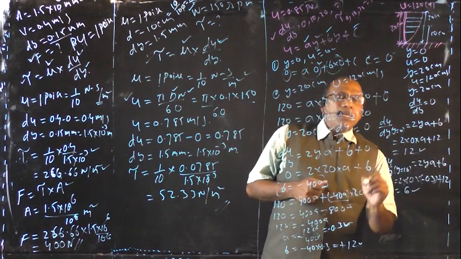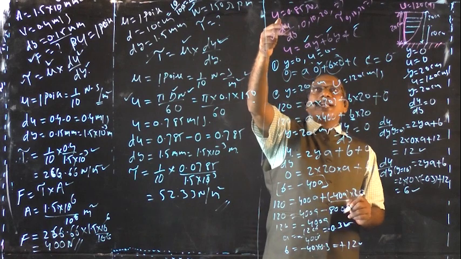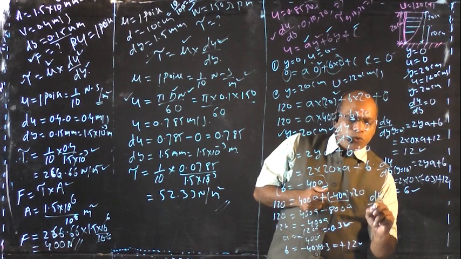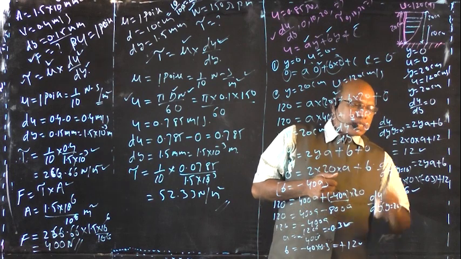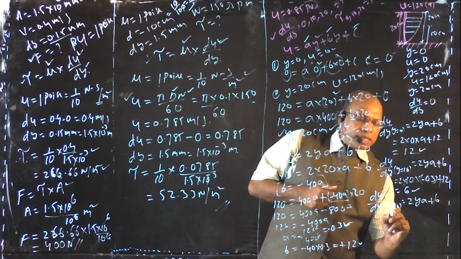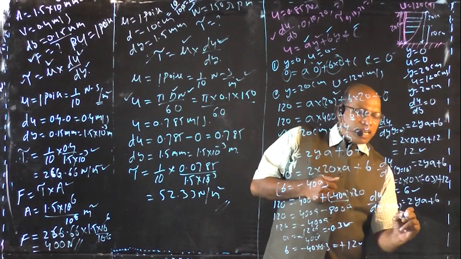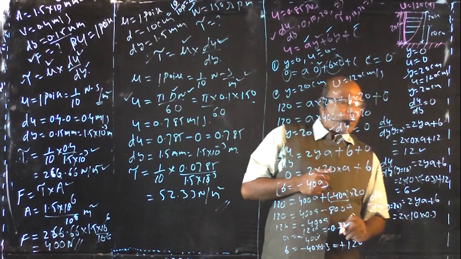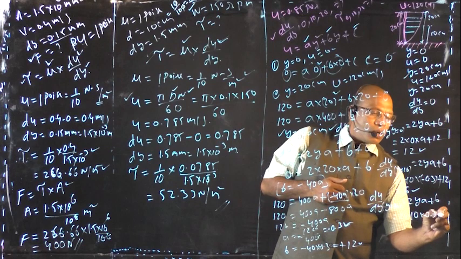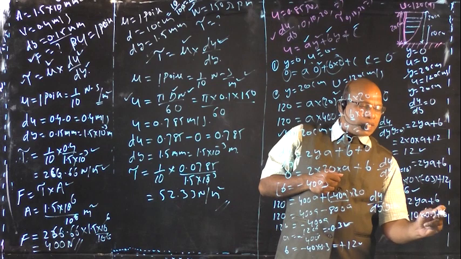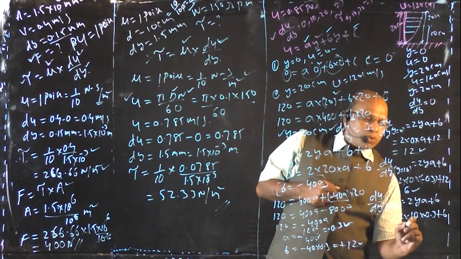Then, velocity gradient at 20 centimeters. That means du by dy at y is equal to 20. Same formula, 2ya plus b. This is equal to 2 into 20 into minus 0.3 plus 12, which is equal to 0.